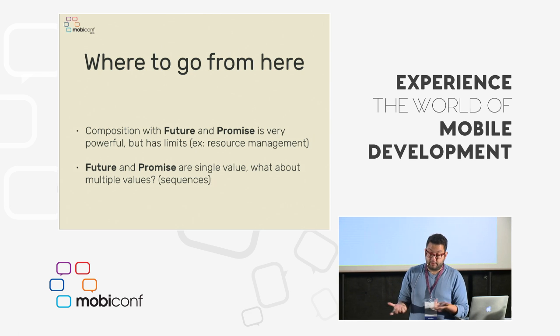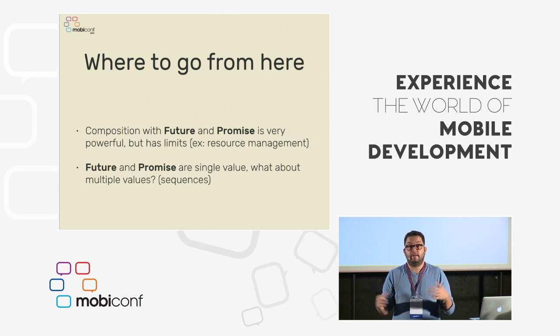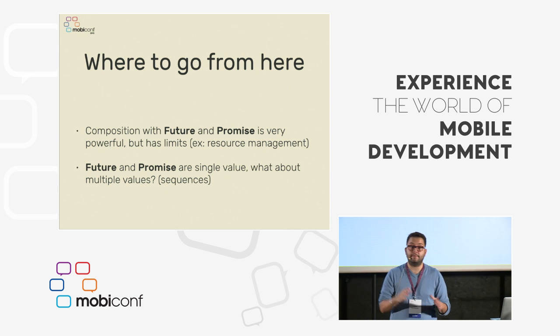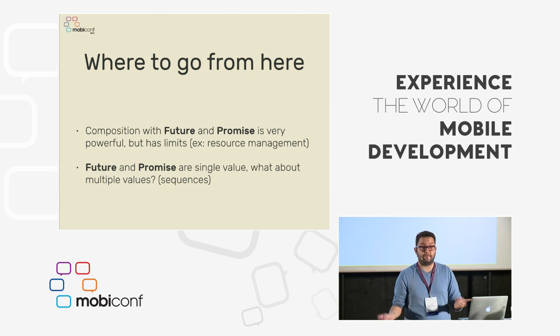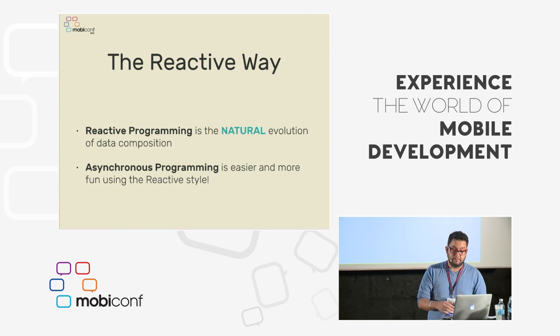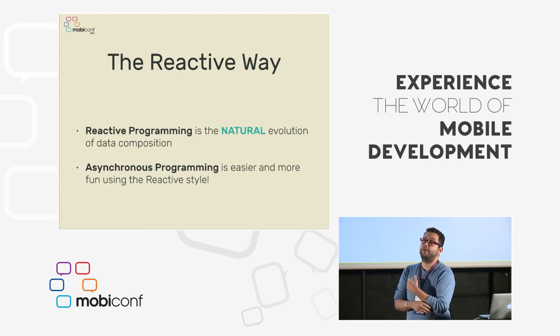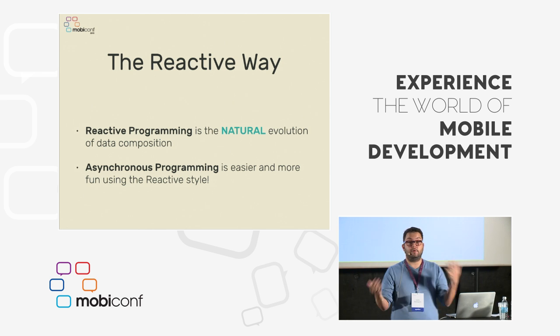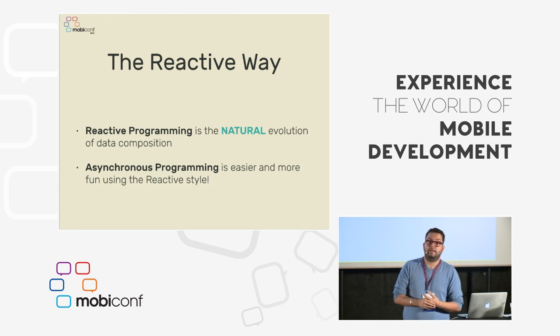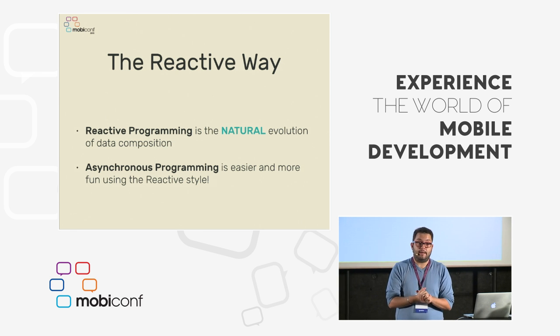Futures and promises are single value. It means that you can have only a single value, and when you start to create multiple promises, multiple futures, and combine them together, sometimes it can be very tricky, and it's a non-trivial task. So this is a good opportunity to check, for example, reactive programming. Reactive programming is a natural evolution of data composition. It's the way that I actually use in my apps.